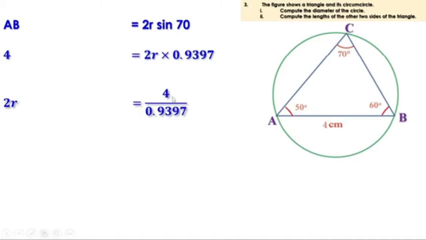How do we convert? Count how many digits there are after the decimal point. For example, 1 2 3 4, here 4 numbers are there, so we have to multiply by 10,000. Okay, 4 into 10,000 divided by 0.9397 into 10,000. After that, divide. So we will get 2r is equal to 4.26. Clear, children? 2r, the diameter of the circle, is equal to 4.26.